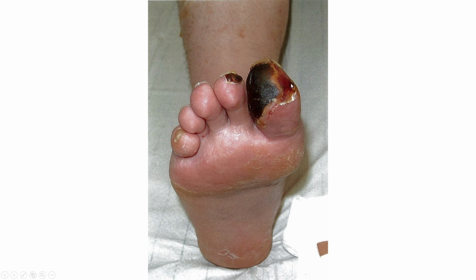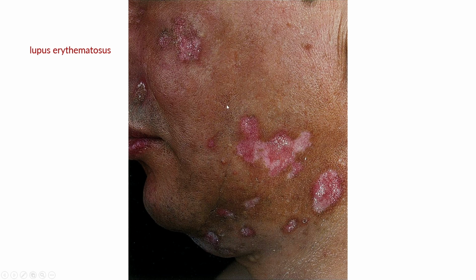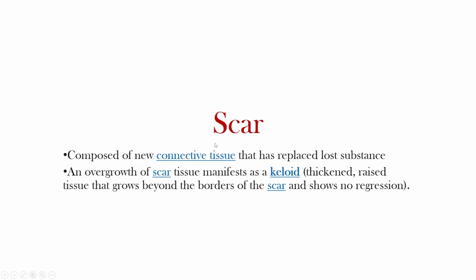So we will have this disease. Then we go to the skin atrophy. We'll have thinning of the skin without inflammation. As we can see in systemic lupus erythematosus, we'll have these lesions on the face. So it's a thin skin.